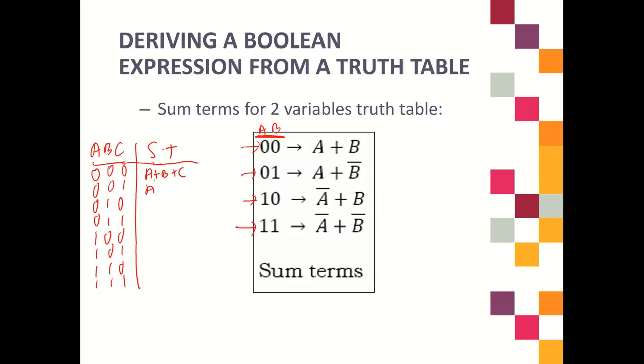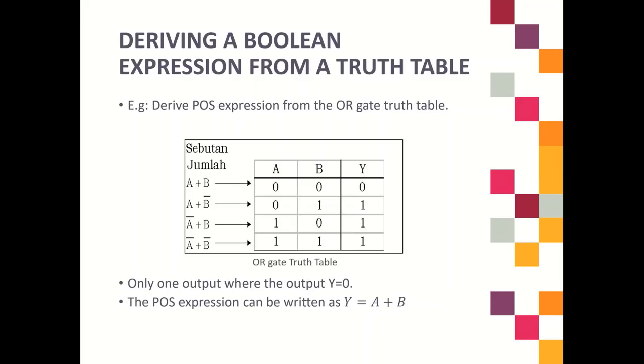And then the second one, you will have A plus B plus C bar. Here is A plus B bar plus C. A plus B bar plus C bar. A bar plus B plus C. A bar plus B plus C bar. A bar plus B bar plus C. And then lastly is A bar plus B bar plus C bar. Okay, so this is the sum term for 3 variables.